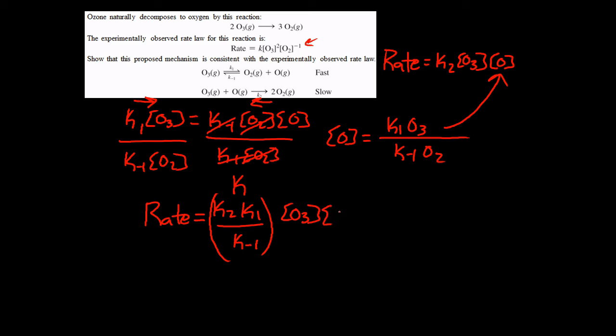O3 times O3 over O2. And so this can be simplified as O3 squared, and actually you don't even need to do it over something, because O2 raised to the negative 1 is 1 over O2. So this does indeed match the experimentally observed rate law.